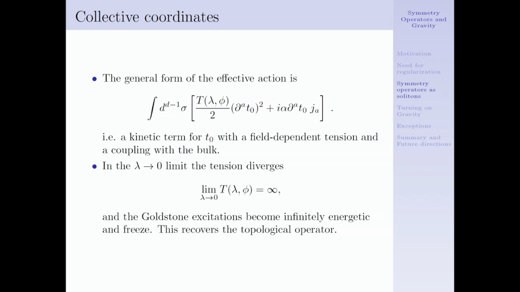So although we made the topological operator, we gave a scheme, and we make the operator a finite tension object, and then on top of that we assumed fluctuations. In the lambda going to zero limit, all these fluctuations freeze out, and we recover the topological operator. So let's now see what goes wrong if we try to repeat this analysis after we turn on gravity.